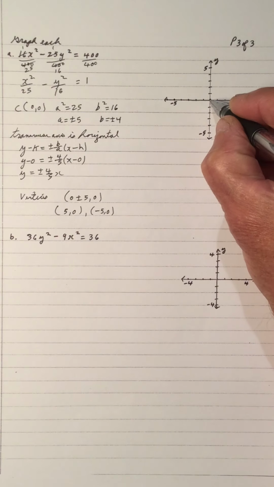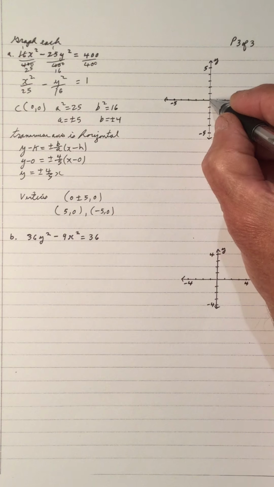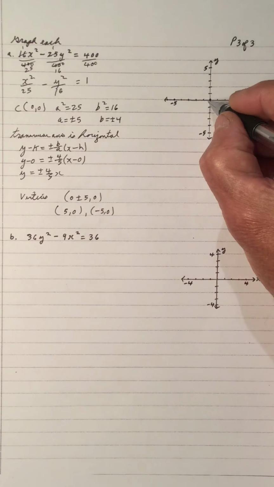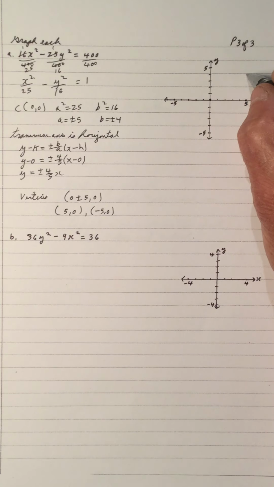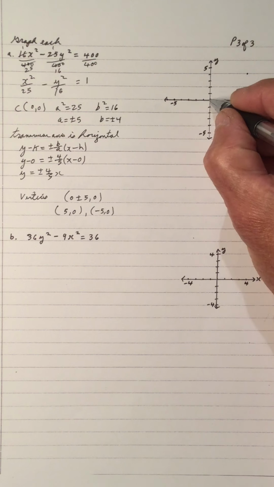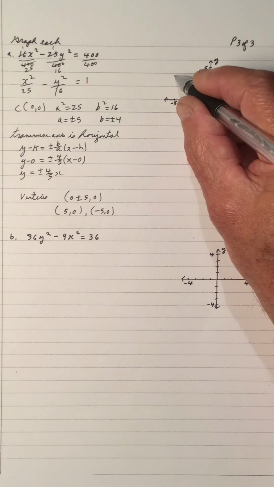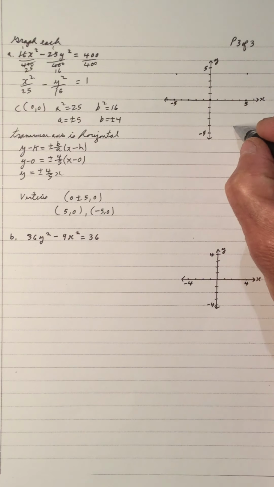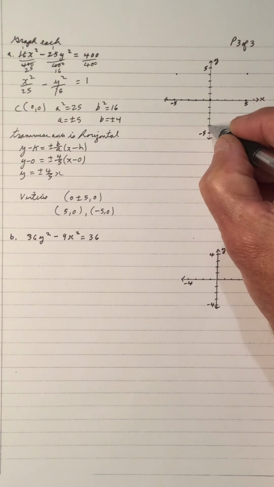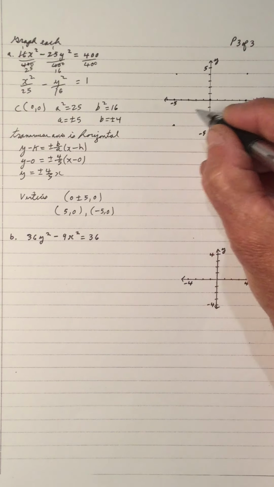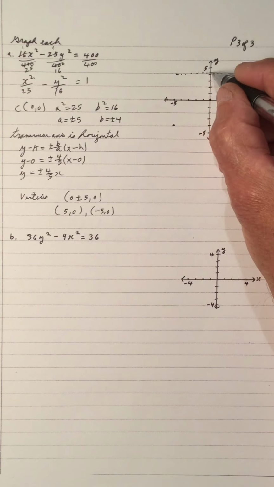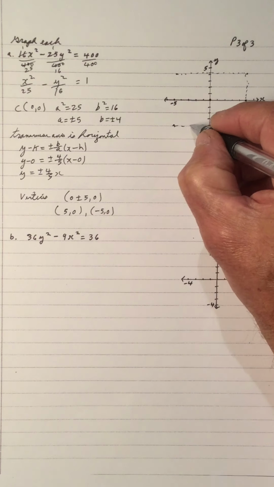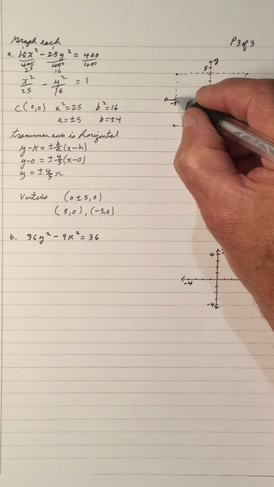So here the asymptotes go, one is positive, one is negative. For the positive one, we will rise 4 and run 5, which is right there. We'll rise 4 and go left 5, which is right there. And we'll go down 4, right 5, down 4, left 5. That gives us the corners of the rectangular box, and the asymptotes go through the corners.